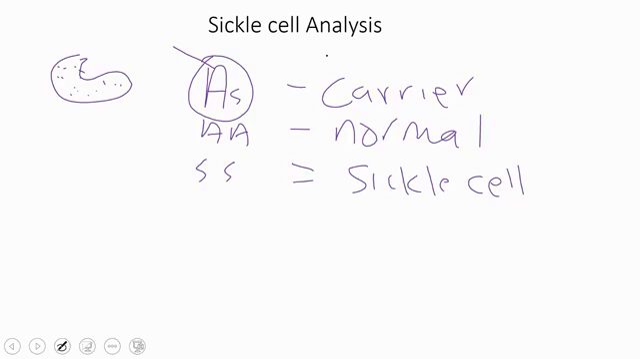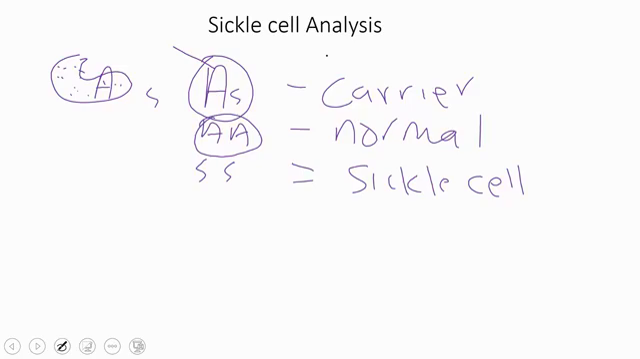It will not reach here. So it's only the A that will come here to deliver the information. The S will remain outside. So the information that the ribosome will receive to produce the protein will only be the information carried by the allele A, because it is the dominant allele. The S is recessive.